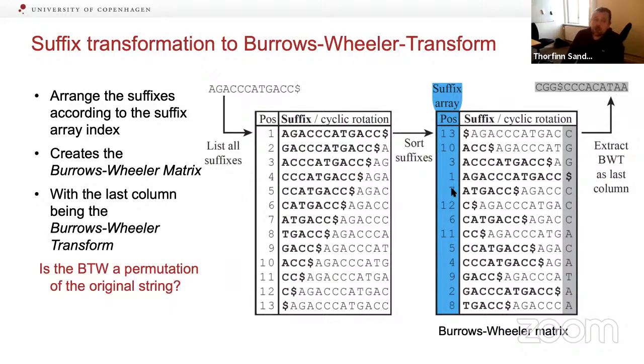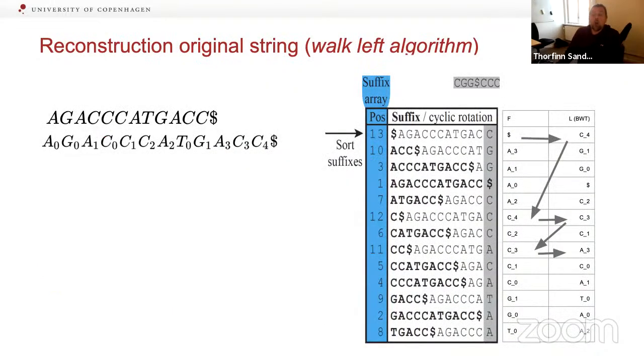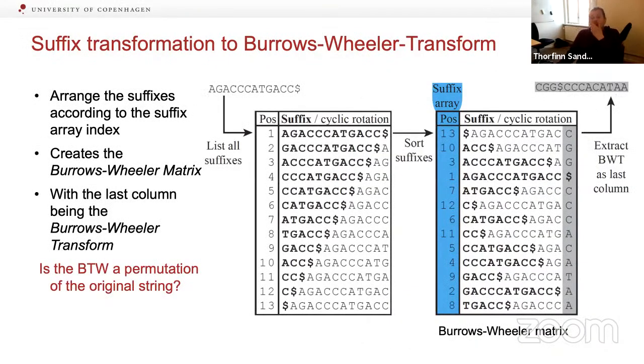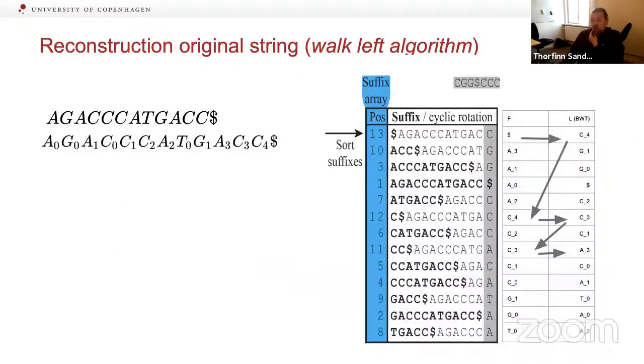So a question here is, is the Burrows-Wheeler transform of text a permutation of the original string? The answer is, of course, yes, because each of these represents a unique offset of our original string. So it is a permutation of our original string. Good. So now we have our Burrows-Wheeler transform. If we wanted to reconstruct our original string, there's an algorithm that shows the idea behind what we are going to talk about afterwards. So I'll go through this algorithm.